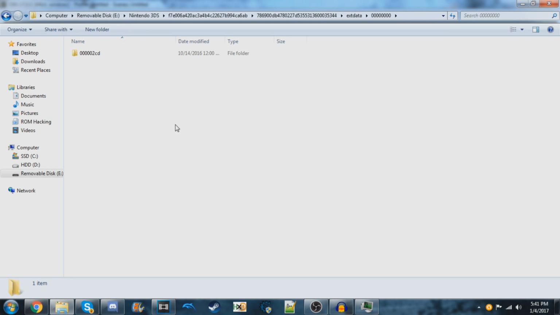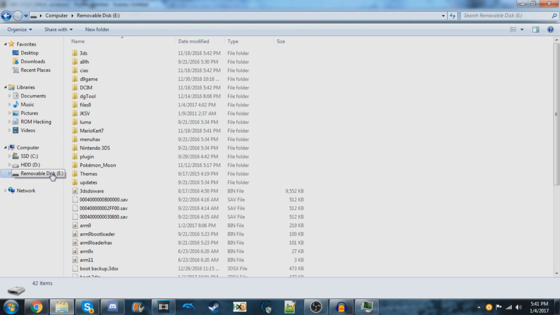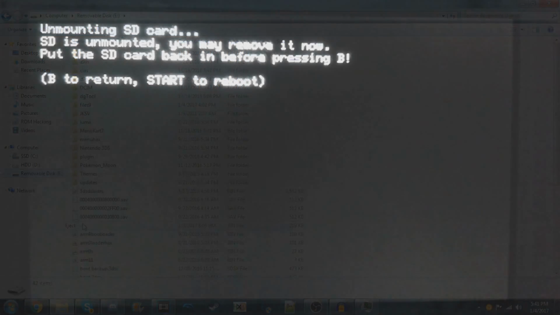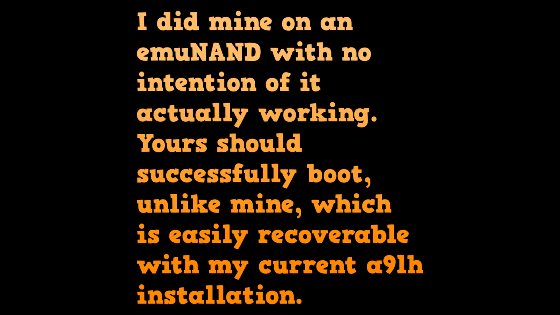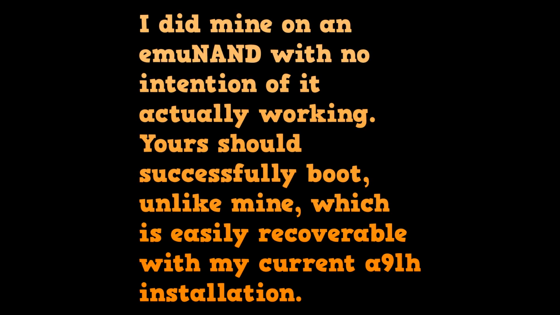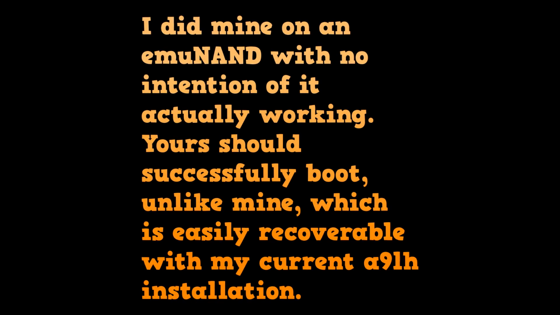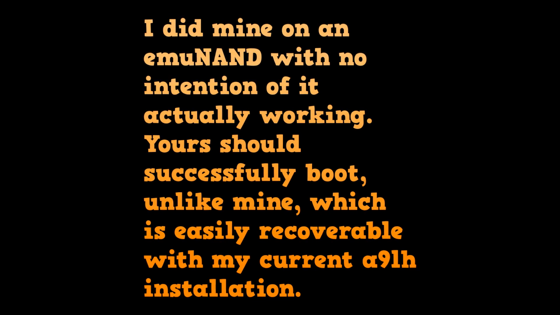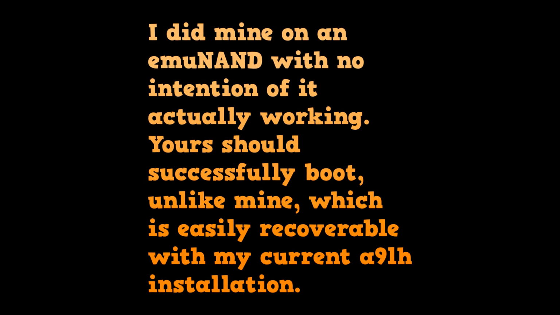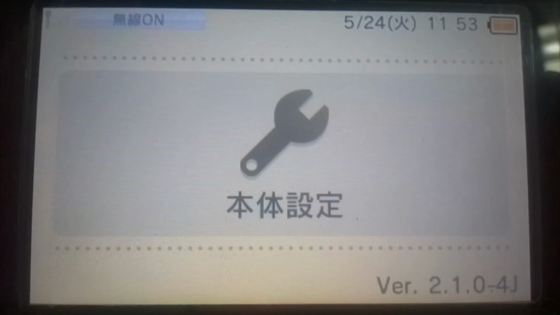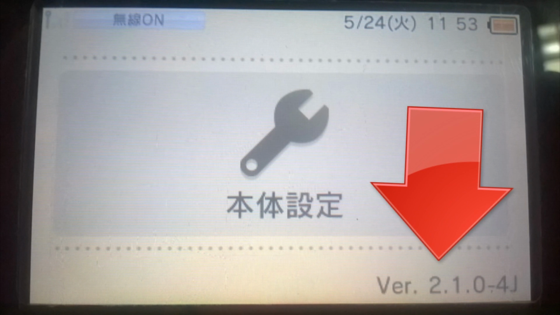And now I'm done with my SD card, so I can eject this and then put it back in my console. So now you can press the start button to reboot your console, and then this will load you back into the home menu. If your console doesn't boot the first time, then you can try ejecting your SD card from your console, then booting without that inserted, and then once you get to the home menu, insert it back in. So if you go to system settings, it should say 2.1 in the corner.